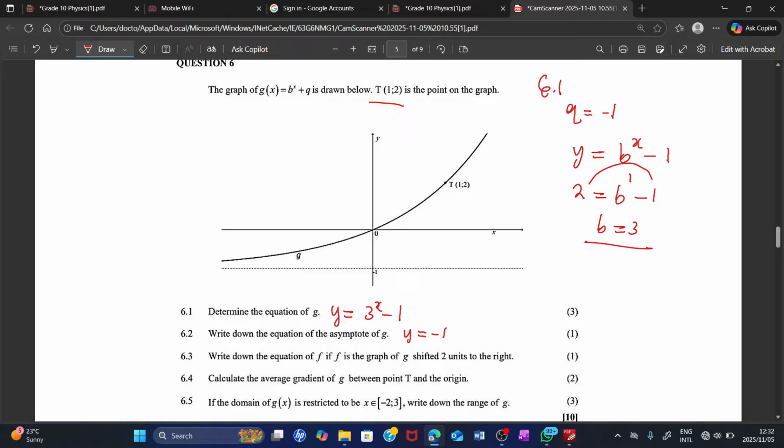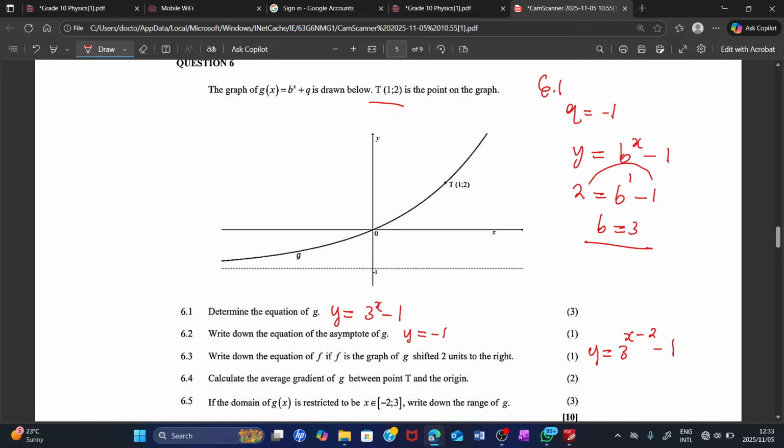Write down the equation of f, if f is the graph of g shifted 2 units to the right. 2 units to the right, it's minus. So you're going to say y is equal to 3 to the power of x minus 2, minus 1. That will be the graph.